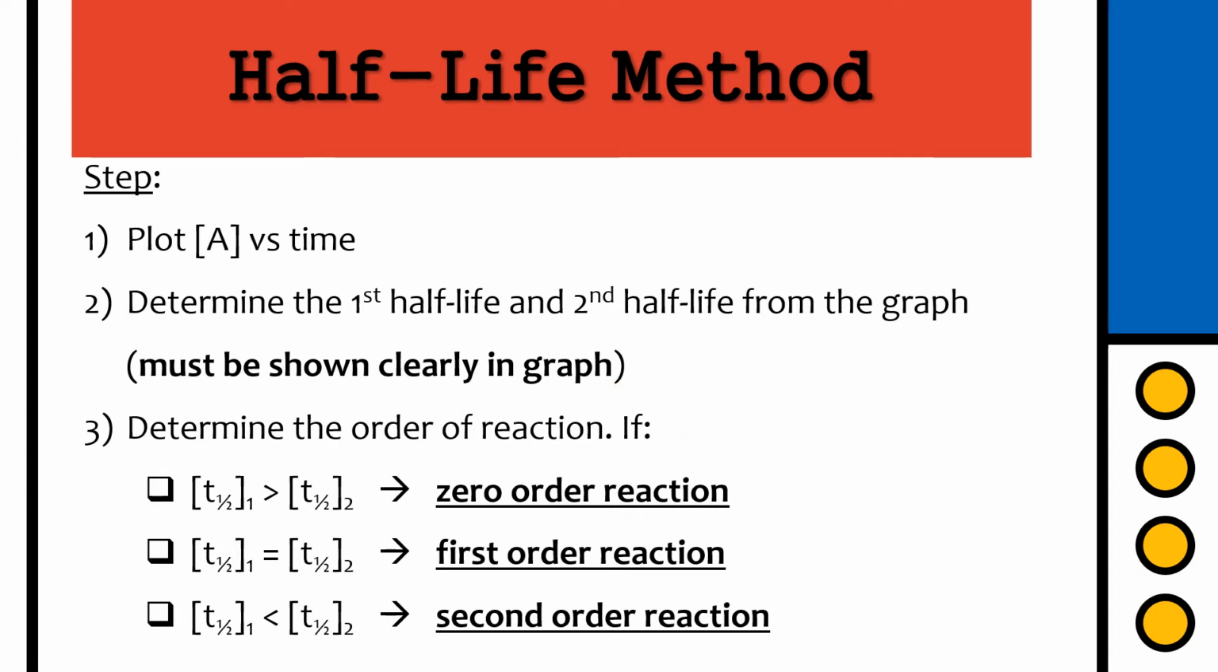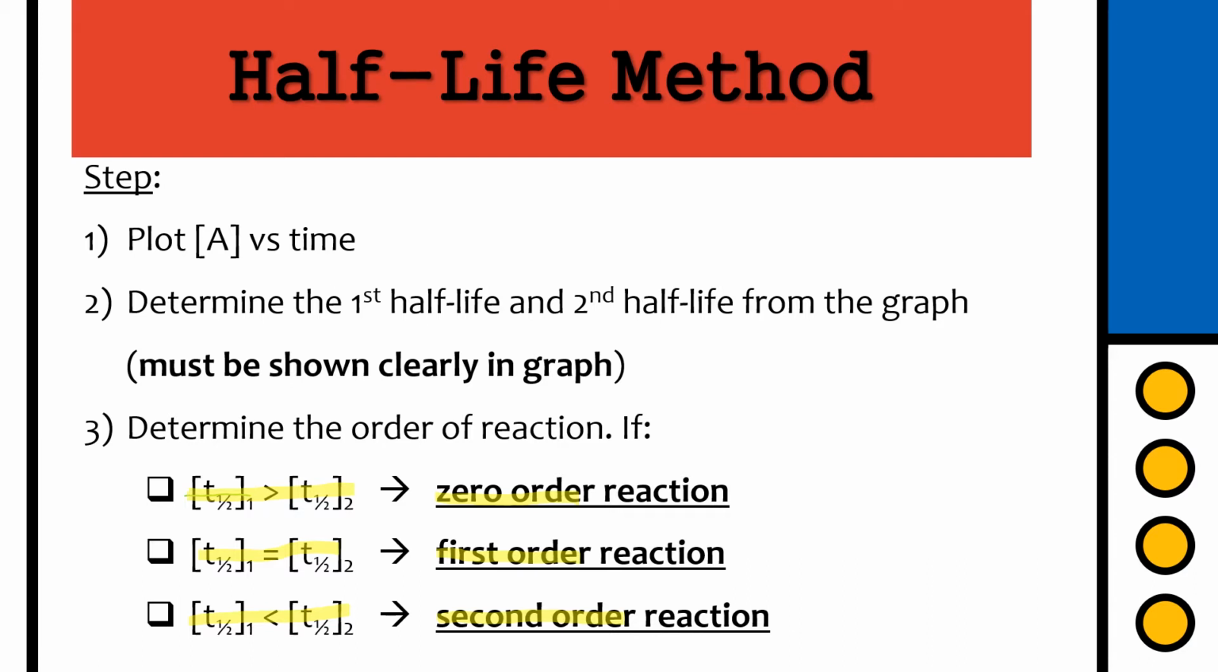Then determine the order of reaction. How do we determine the order of reaction? By analyzing the first and the second half-life. If the first half-life is bigger than the second half-life, this shows that we have a zero order reaction. If the first half-life is equal to the second half-life, we have a first order reaction, and if the first half-life is smaller than the second half-life, we have a second order reaction. So what do I mean by this?